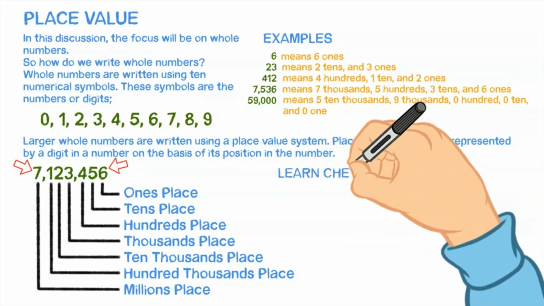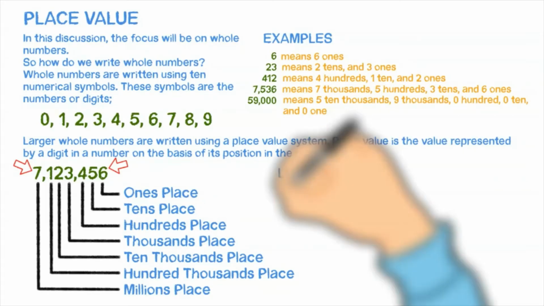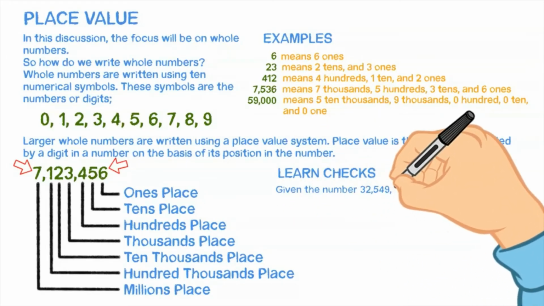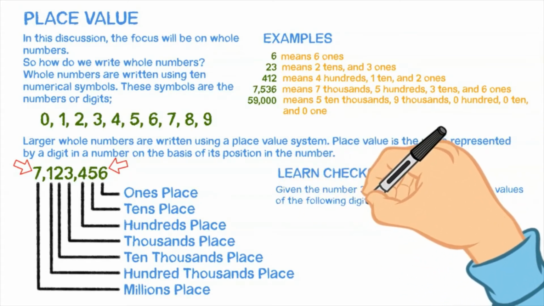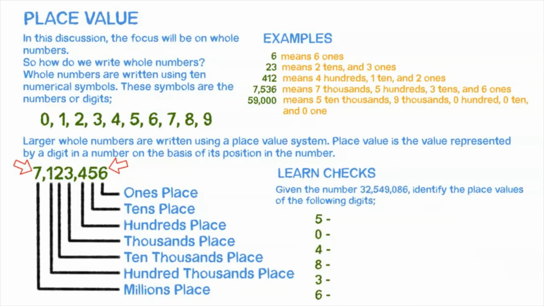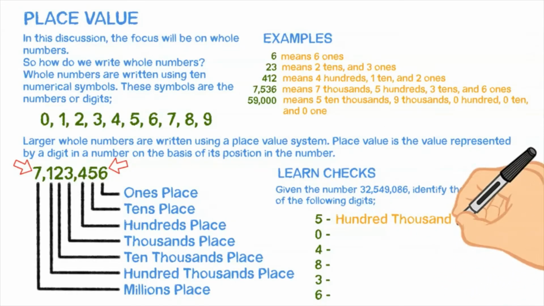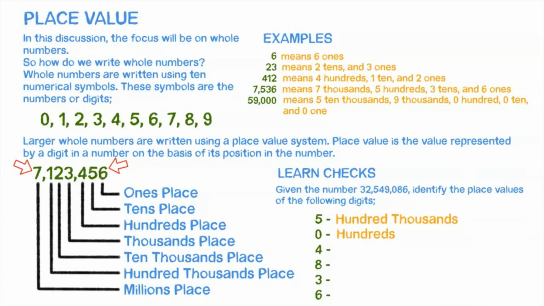Let us have some learn checks again. Given the number 32,549,086, identify the place values of the following digits. 5. The answer is 100,000s. 0. The answer is hundreds. 4. The answer is 10,000s.